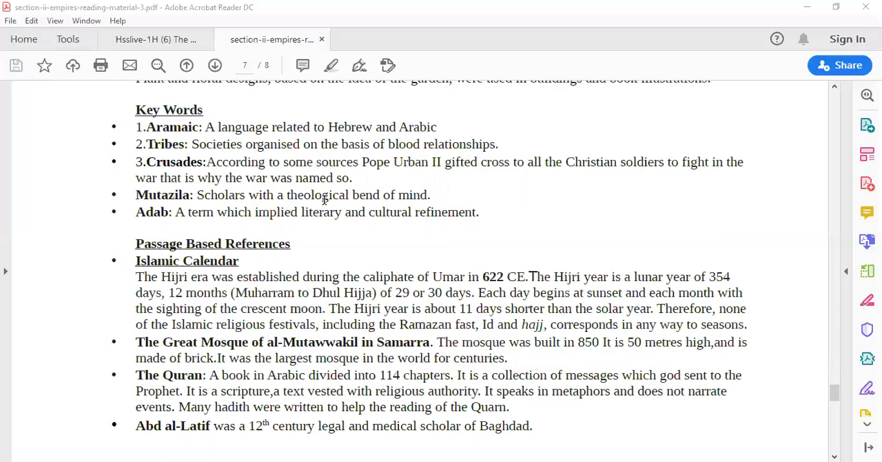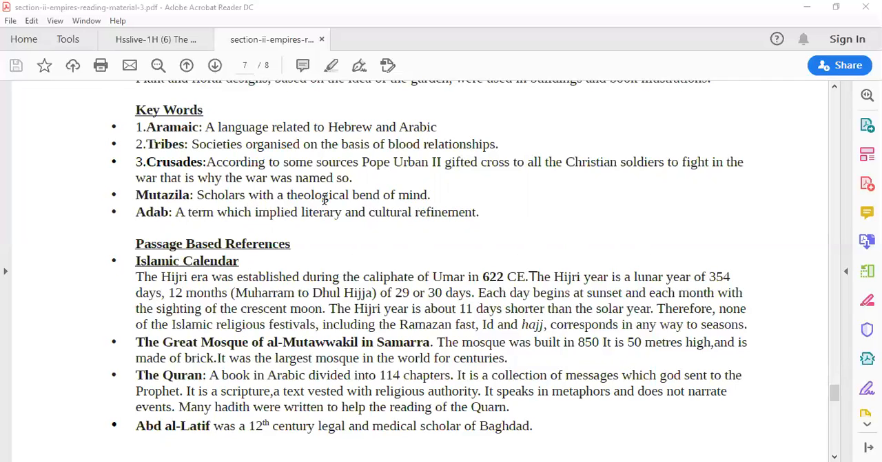Adab is a term which implied literary and cultural refinement. Now, there are many passages in your textbooks that you all will have to go through. The first one was about the Islamic calendar. We've spoken a lot about the Islamic calendar.